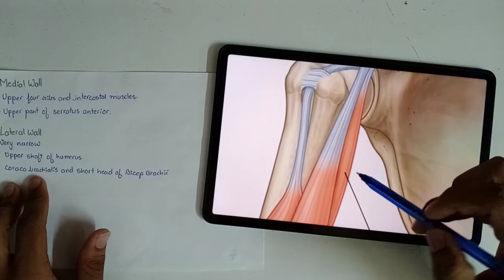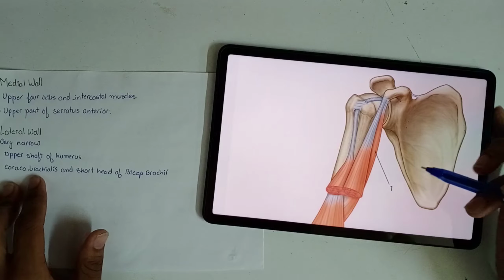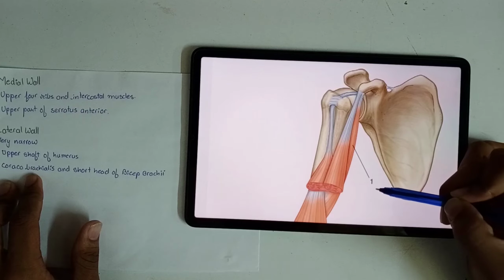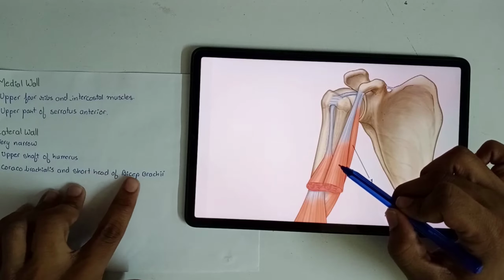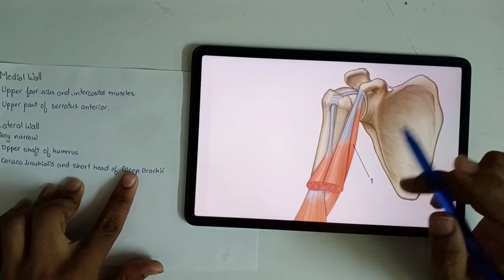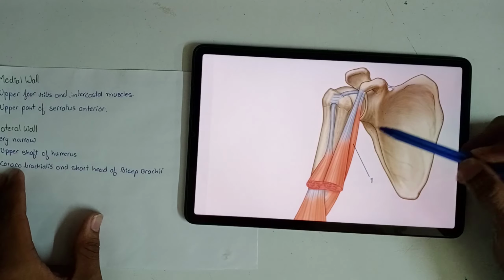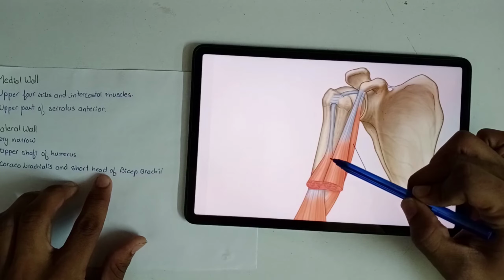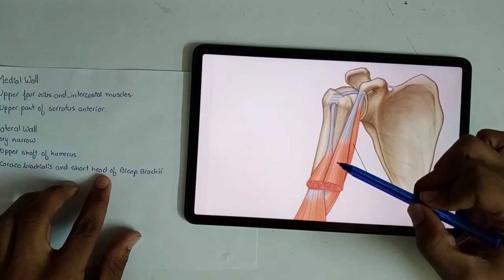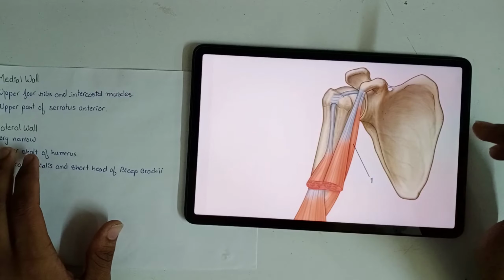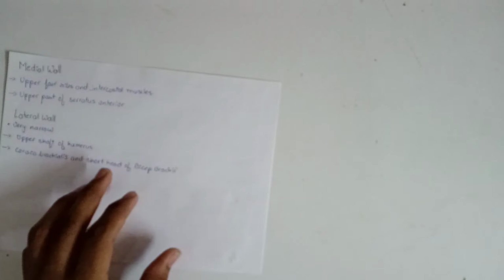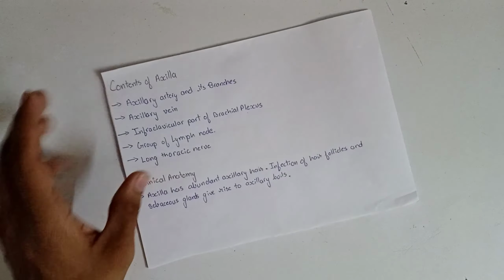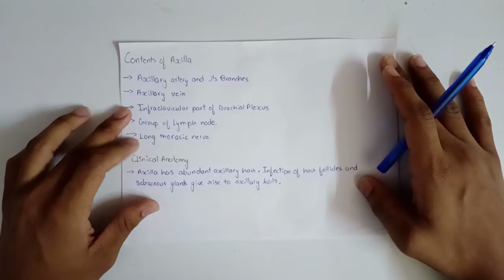This is coracobrachialis. This one designated as 1, coracobrachialis, and the short head. This is the short head of biceps brachii. So these muscles, coracobrachialis and the short head of biceps brachii, form the lateral wall of the axilla. Now we are done with the walls of the axilla. Contents of the axilla.